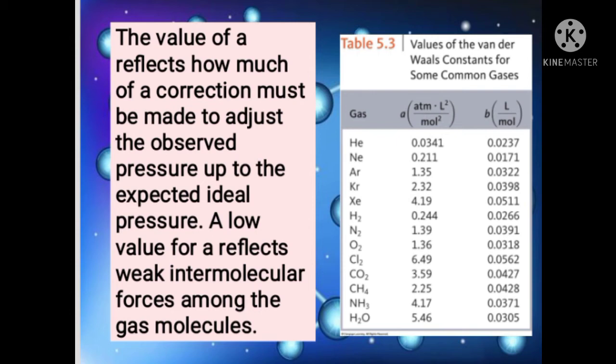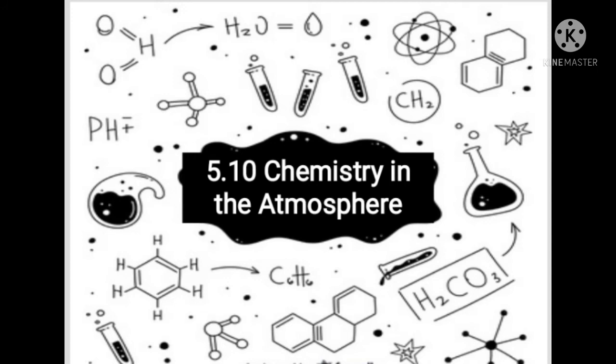common gases. So that is the value for helium, neon, argon, krypton, carbon dioxide, nitrogen, hydrogen, and many more. So next we have 5.10, the chemistry in the atmosphere.